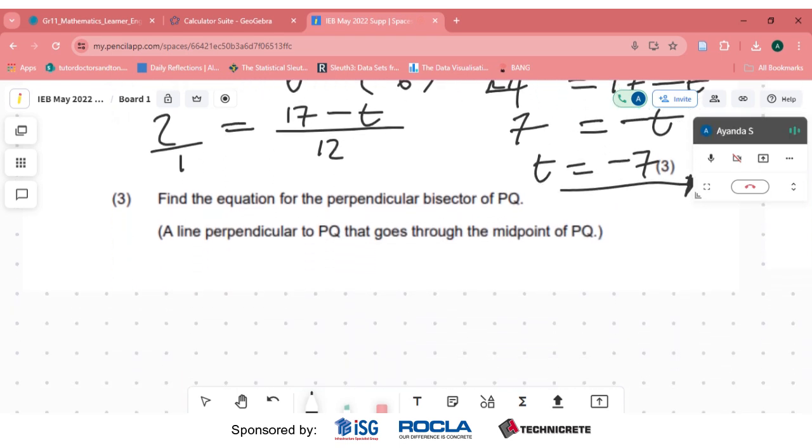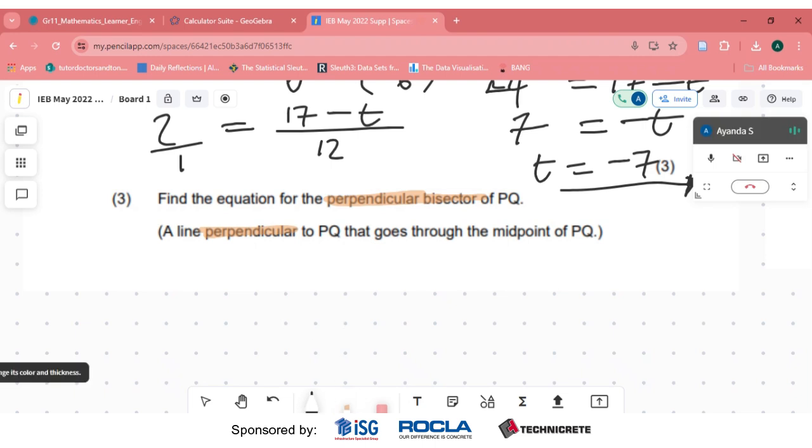Question 3. In question 3, we're asked to find the equation for the perpendicular bisector of PQ. We're told in brackets that it is a line perpendicular to PQ that goes through the midpoint of PQ. So that's what the perpendicular bisector is. It's a line that's perpendicular. So let's break this down.